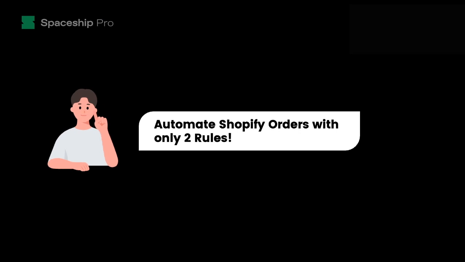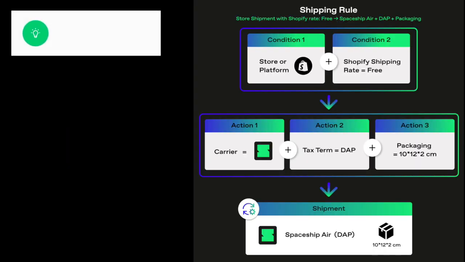Sure, Tina, let me assist you to automate easily. First rule, free shipping. Set two conditions for Shopify store and shipping rate, free. Along with 3 actions to automate all your requests: economy carrier, Spaceship Air, tax term, DAP, and then your packaging size.